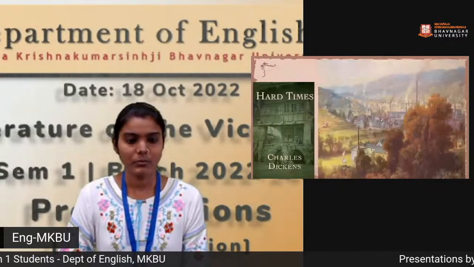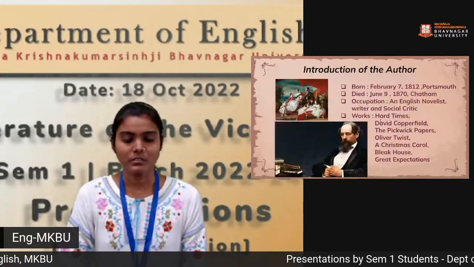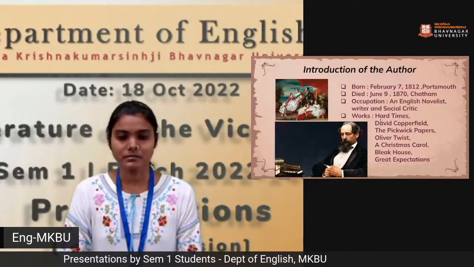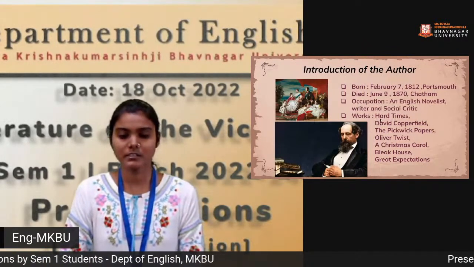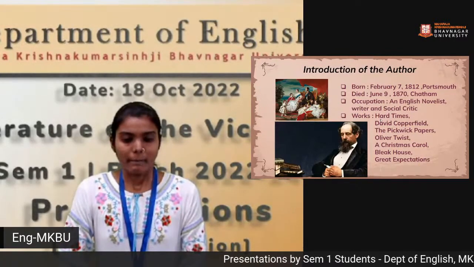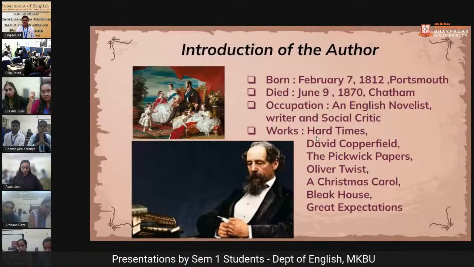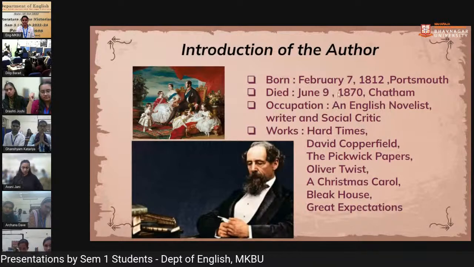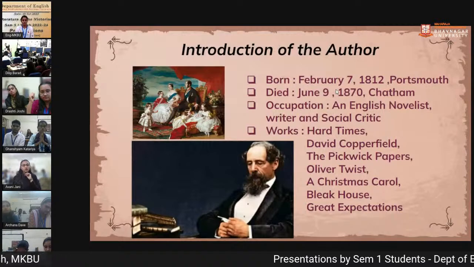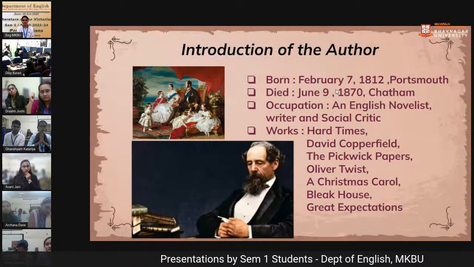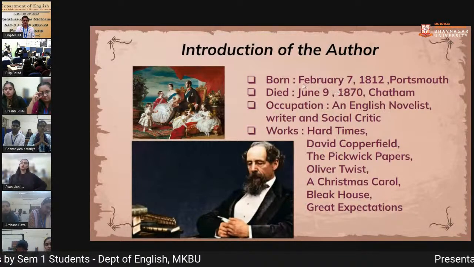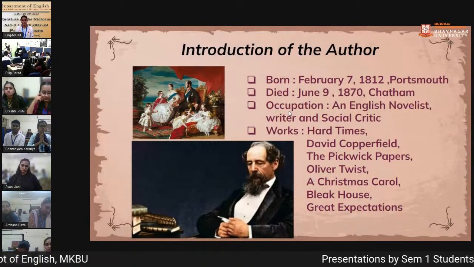This is my personal information. Introduction of the author. Charles Dickens was considered the Victorian age. He was born on February 7, 1812, in Portsmouth, Hampshire, England. He died on June 9, 1870, in Chatham. He was an English novelist and writer.